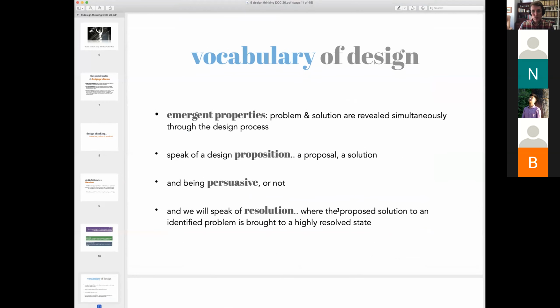A very important notion is emergent properties, okay? The problem and the solution are revealed simultaneously through the design process. This parallels the attention given to complexity and complex systems. And you hear a lot about this in the social sciences now, that really until about 20 or 30 years ago, many of our models of the world were closed models. They assumed stable states. All we had to do was figure out how the world worked. If X causes Y, then okay, we can act on X to get the result we want from Y.